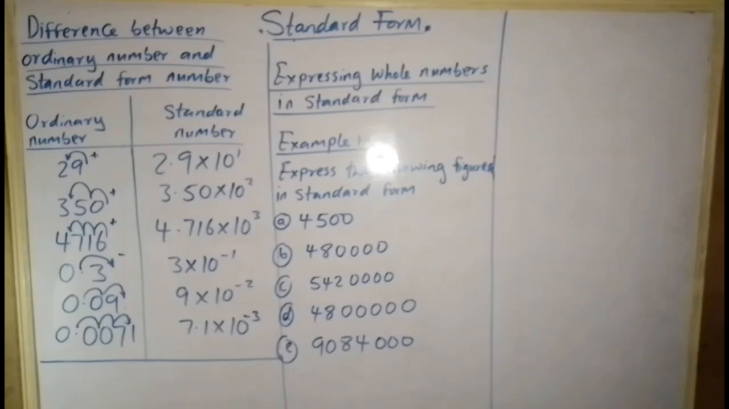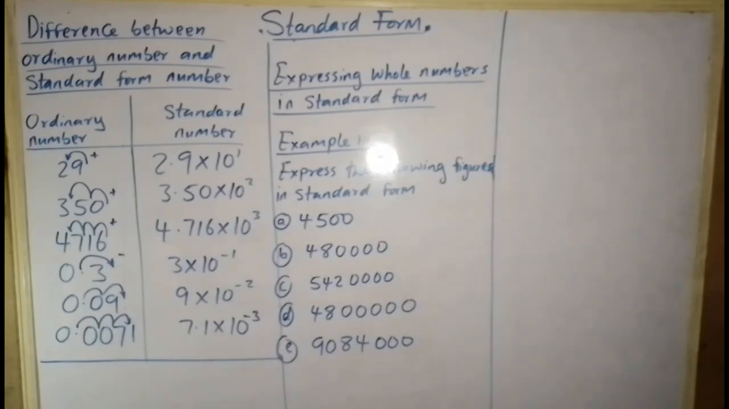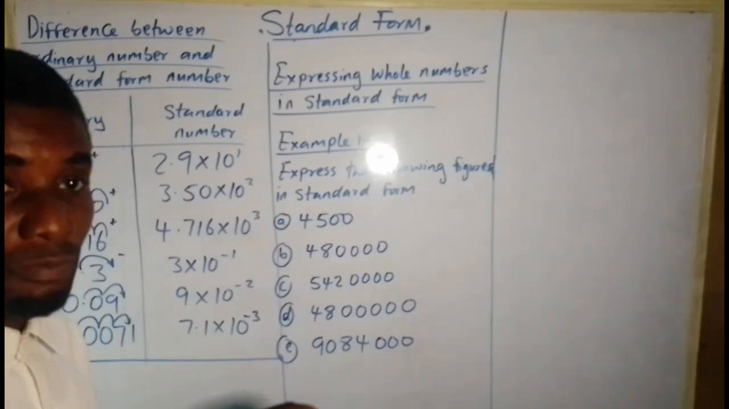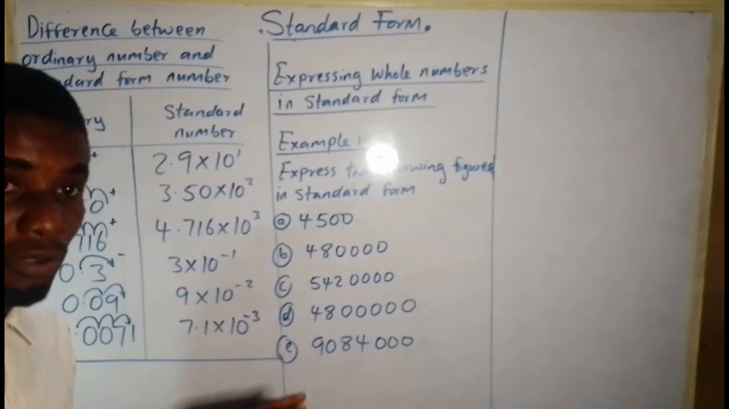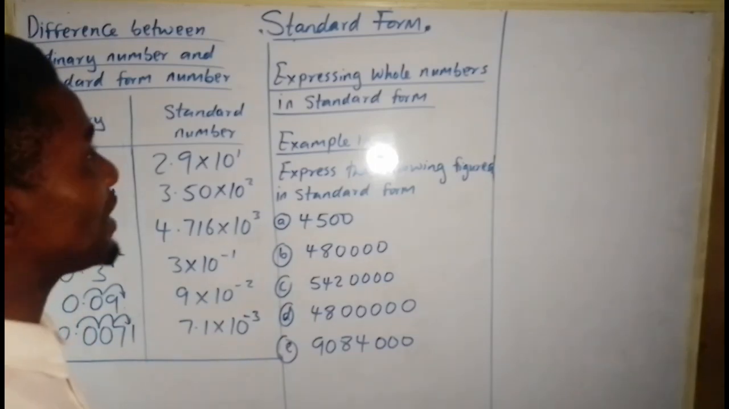Minus 3. So in other words, you're going to be having 7.1 divided by 1000, and you can express that as this. To get this number back, we multiply it. When we multiply this by 1000, we get our number back. Any zero between digits or figures is a significant figure. Please take note of this. Let's move to the next aspect.